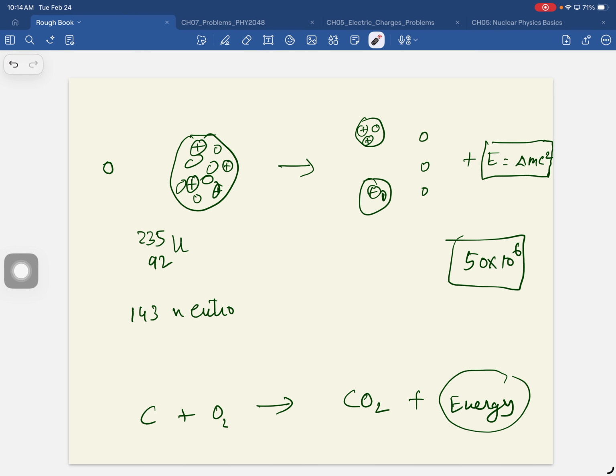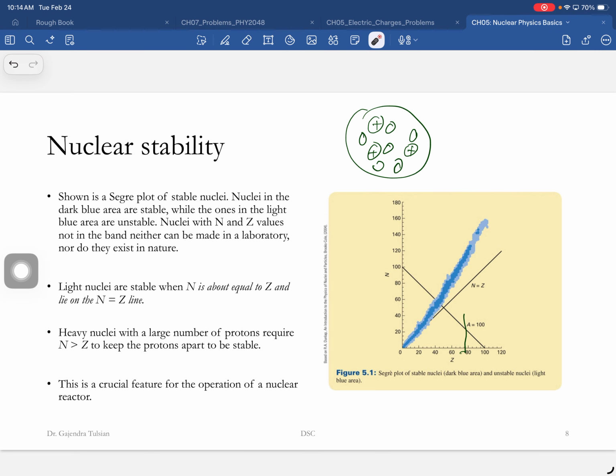It has 143 neutrons. And when you split it, you made it into smaller nuclei. You don't need as many neutrons in these nuclei, and so that's why you spit out 3 neutrons. Okay. All right.